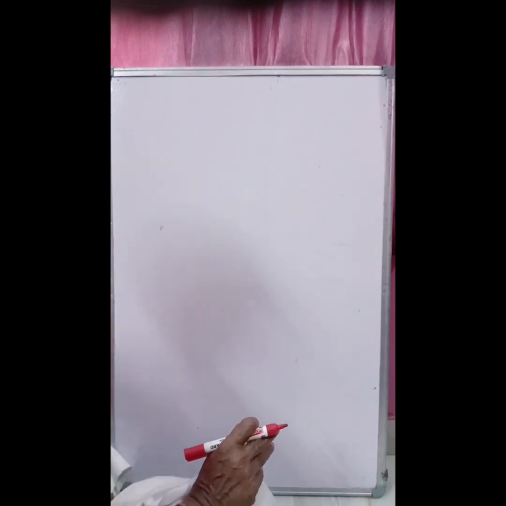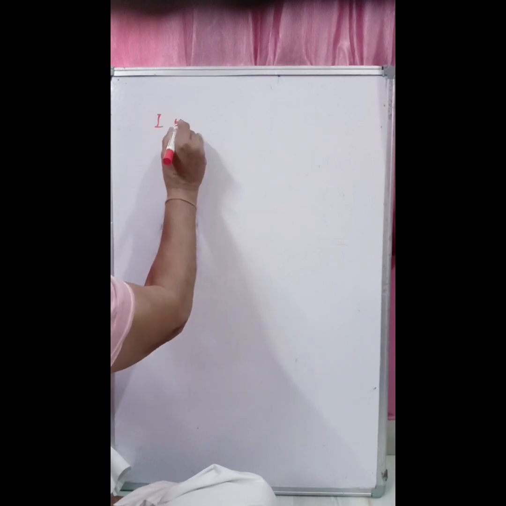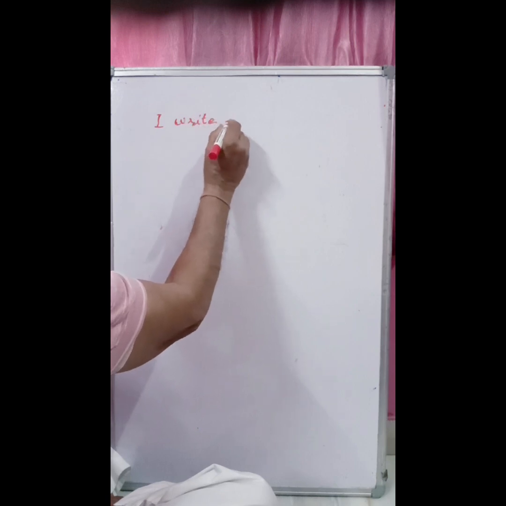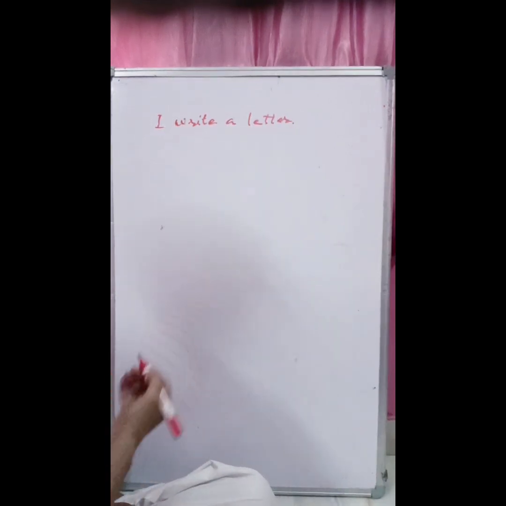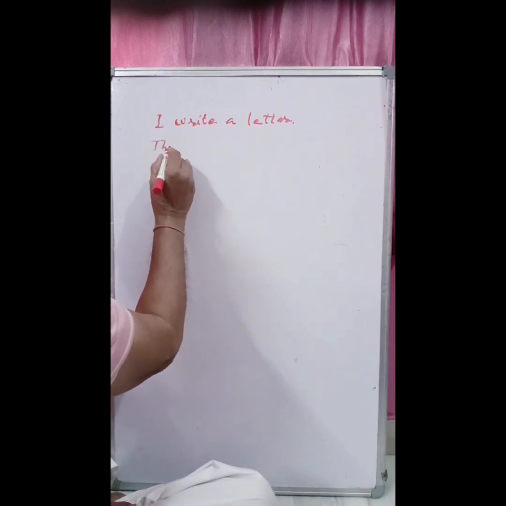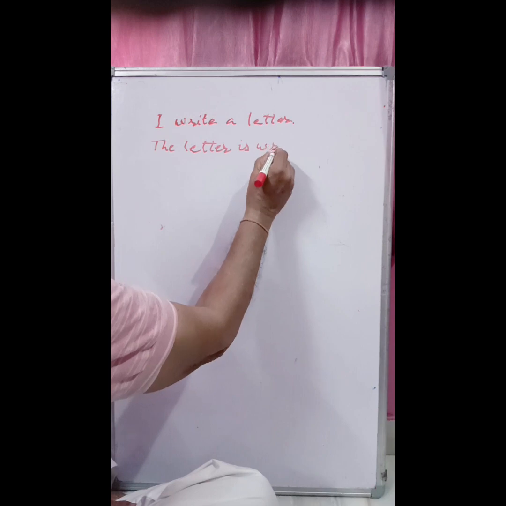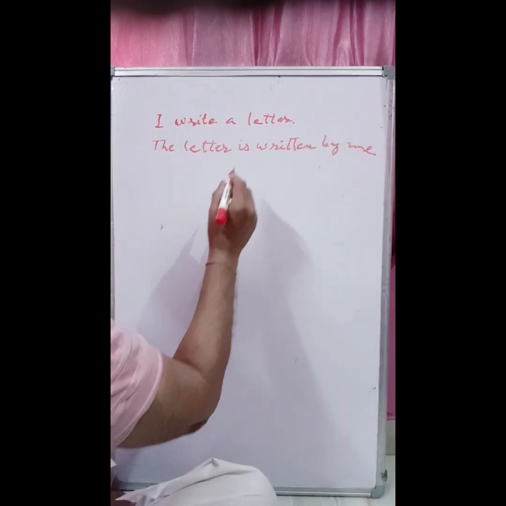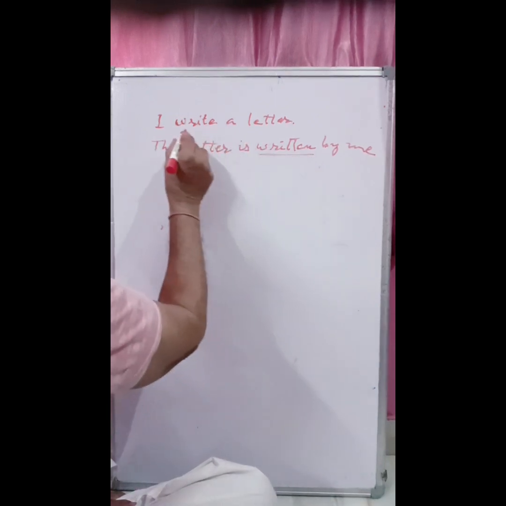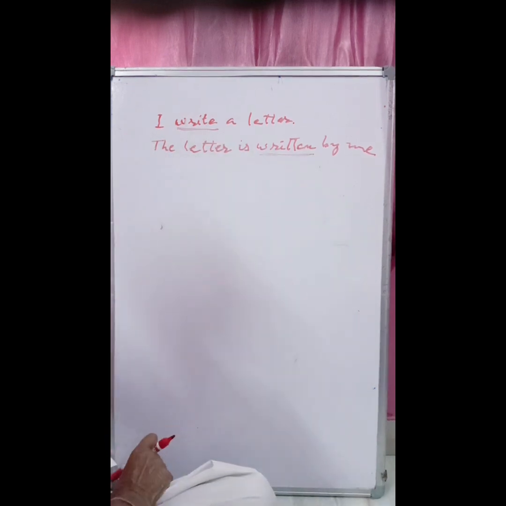There are two ways of expression. One is the direct way and the other is the indirect way. Now, for example, I write a letter. But indirectly, I can say that the letter is written by me. Written by me. Here we use the third form of write. The original verb is write, and in the indirect form, we have to use the third form of that verb.